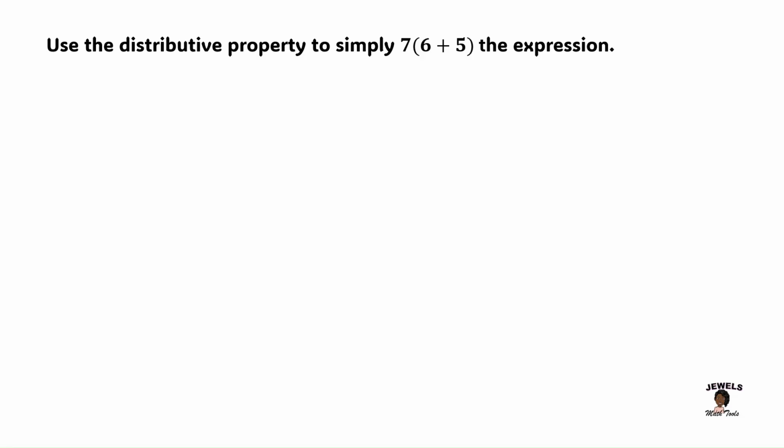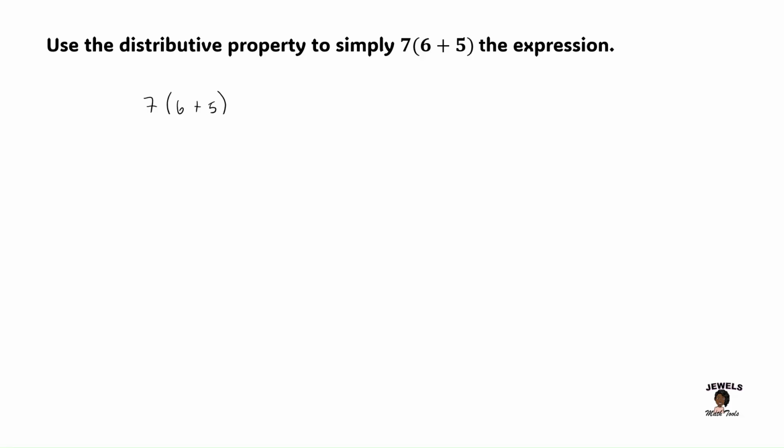So in our question today, we are going to be using the distributive property to simplify the expression that we have here, which is 7, and then we have 6 plus 5 all in parentheses. Now I'm going to show you how you can simplify this expression using the distributive property, and then I'm going to go back and show you how you can use PEMDAS to even check the answer.